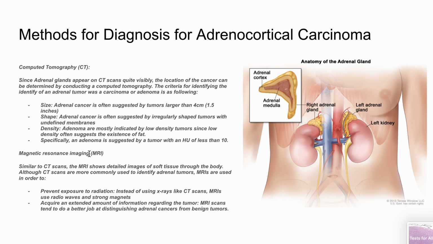MRIs are used in order to prevent exposure to radiation. Instead of using X-rays like CT scans, MRIs use radio waves as well as strong magnets. And they can also acquire an extended amount of information regarding the tumors through an MRI scan, since MRI scans tend to do a better job at distinguishing adrenal cancers from benign tumors. And this is just a general image to your right of the anatomy of the adrenal gland.